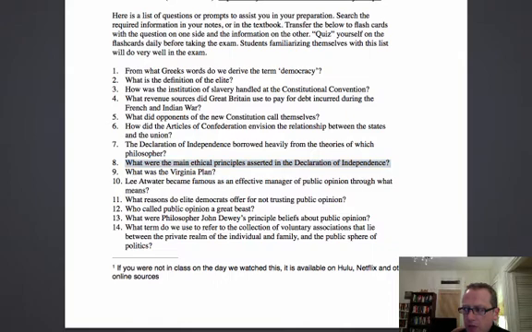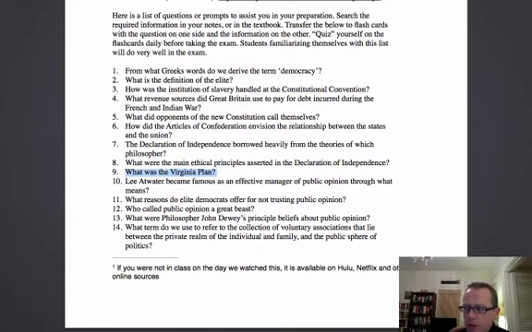What were the main ethical principles asserted in the Declaration of Independence? Well, it's a matter of some controversy, but we discussed in class Jefferson's vision for the Declaration, that it would include the right to life, liberty, and the pursuit of happiness, as a sort of framework of basic rights. That was, of course, subject to a lot of revision and drafting in the Declaration, but the words we're chasing here are the words that ended up in the actual Declaration itself.